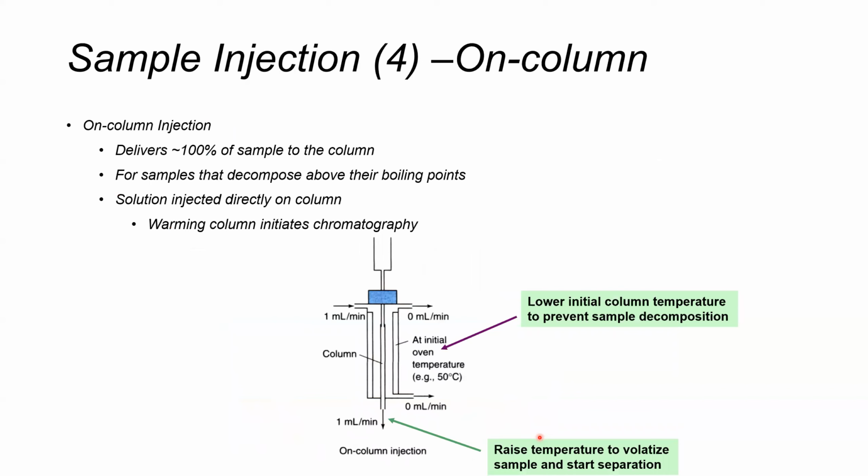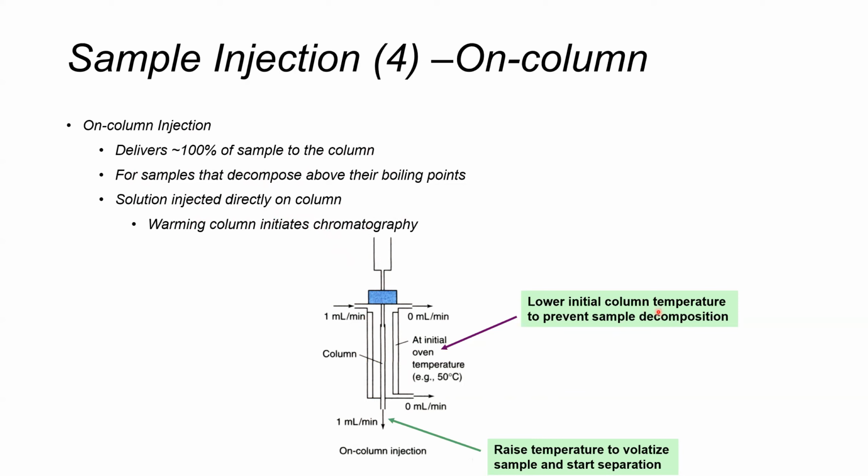On-column injection is pretty much injection directly into the column. So 100% of the sample is delivered to the column. You can see here's the column start, and the gas syringe is directly attached to the column. This delivers 100% of the sample to the column for samples that decompose above their boiling points, and the solution is injected directly on the column, and warming the column initiates chromatography.